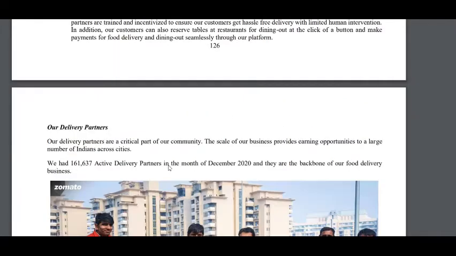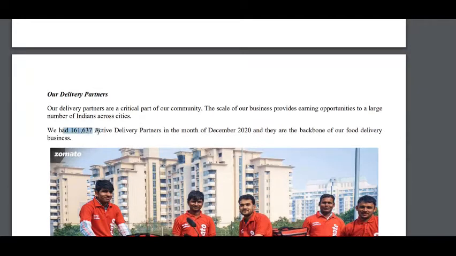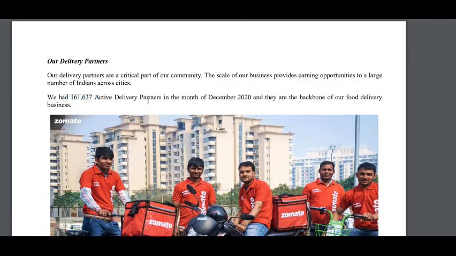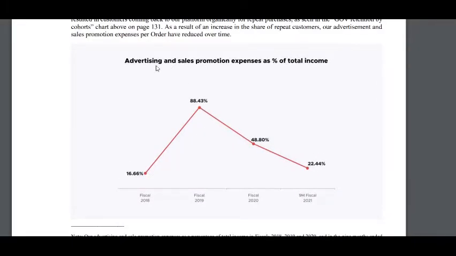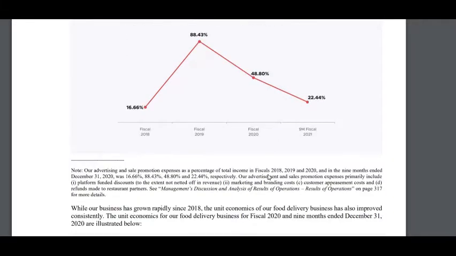Further details about their customer delivery partner. So right now they have 161 delivery partners, which is quite a big chunk. And also they have stated advertising and sales promotion expenses as percentage of total income. So what is happening there? Total income is increasing, due to which the advertisement percentage has fallen down.